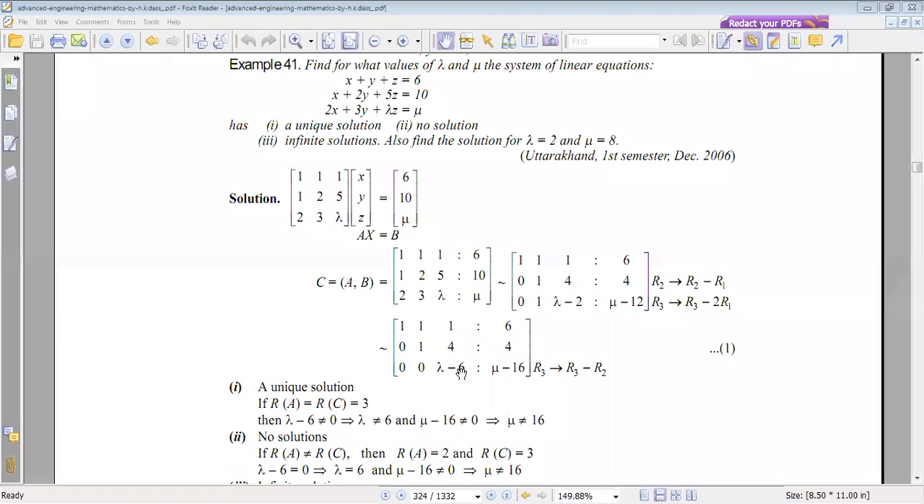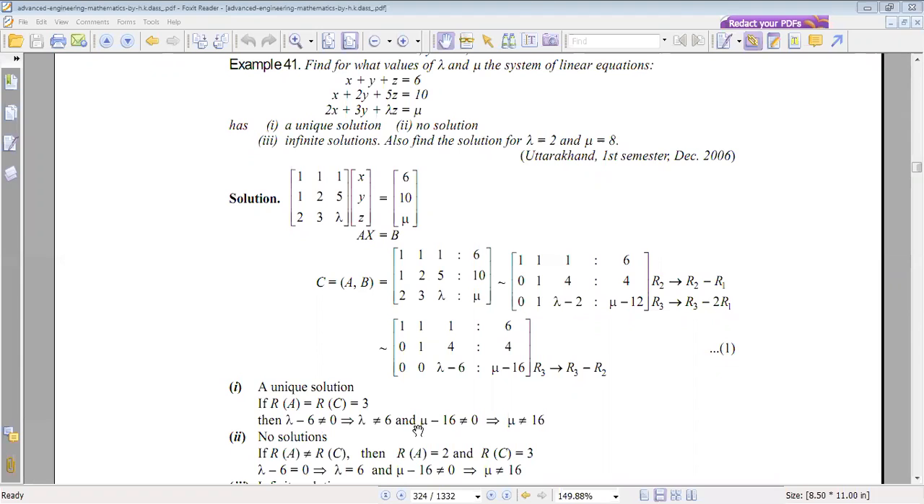Okay, because if lambda minus 6 is equal to 0, then what happens? It becomes a 0 row. So therefore lambda minus 6 cannot be equal to 0. That means lambda cannot be equal to 6. See here, lambda minus 6 not equal to 0 and lambda not equal to 6.